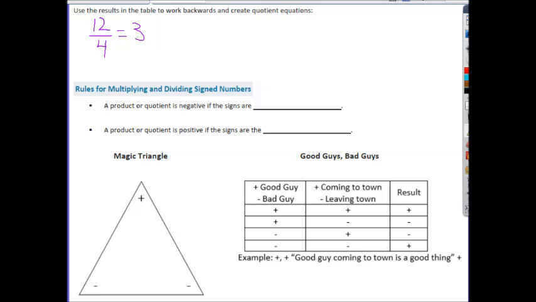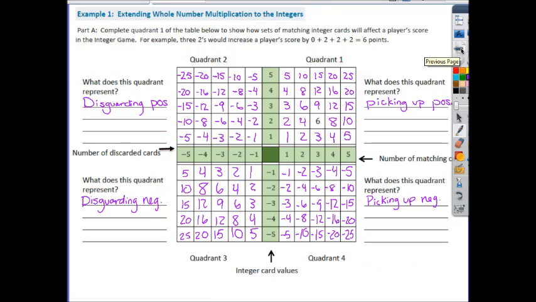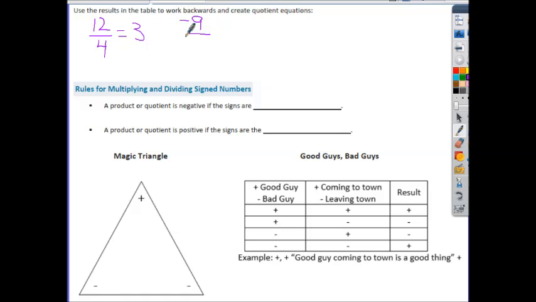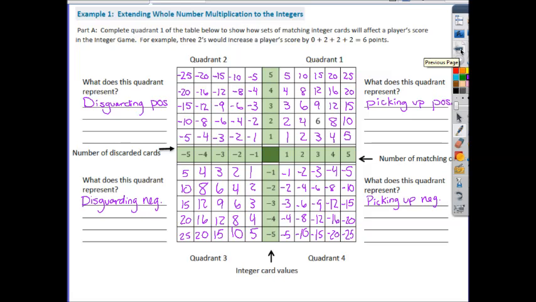Let's pick out some from other quadrants. Let's say we wanted to know -9 divided by a +3. The result would be -3. Let's say from quadrant 3, we were looking at 8. And in this case, let's say we want to divide by a -4. The result would be -2.